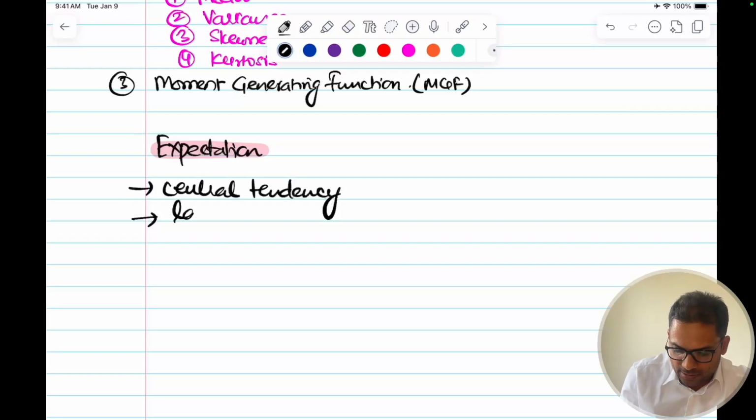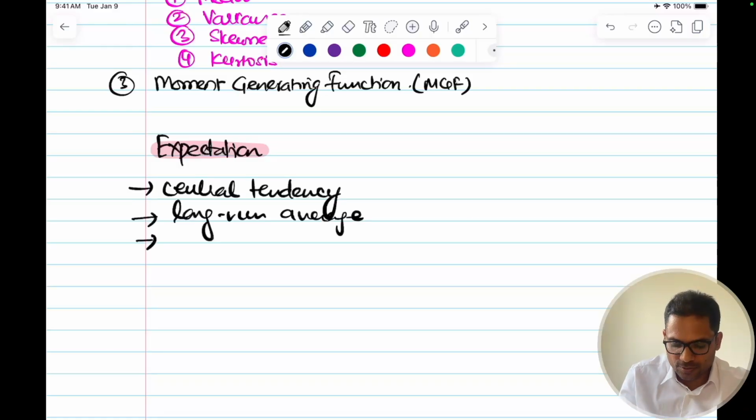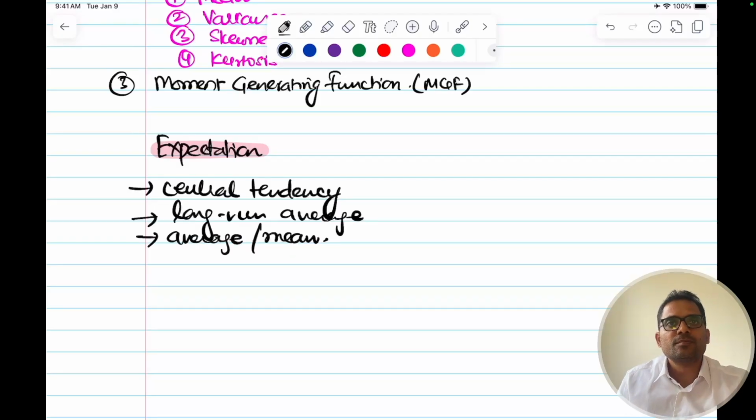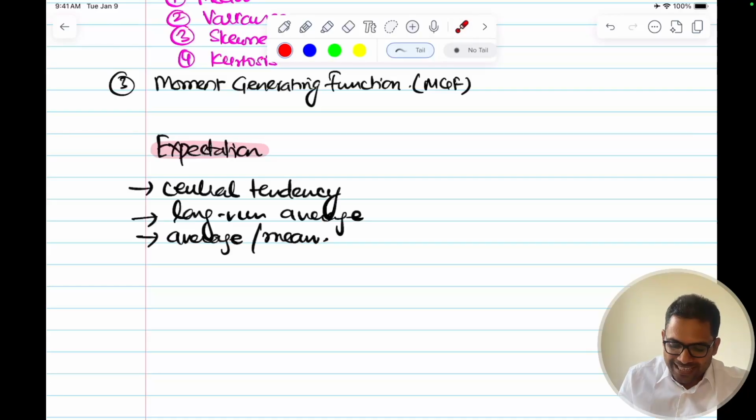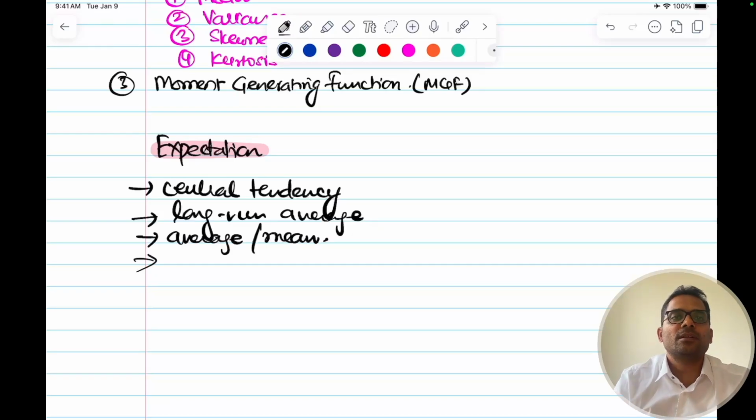So this is the long run. It's the same thing. You perform an experiment multiple times, and whatever values you get, you take an average of that. That's the expected value. Generally, that's the average or mean. That's what expectation means. I hope the intuition is clear about expectation. If this is clear, then the rest of the things will follow.